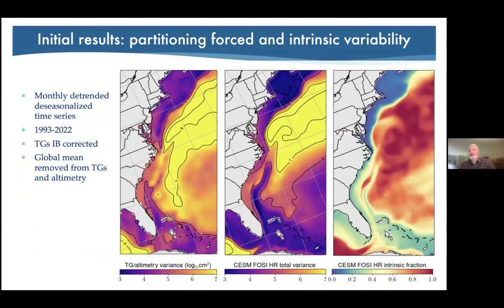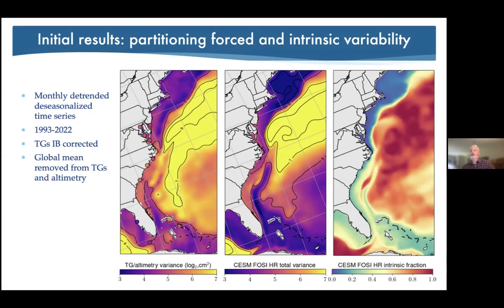Okay, so this is just a quick teaser of those results. What I'm doing here is comparing tide gauge and altimetry variance in observations in the leftmost panel, and in the high resolution model in the middle panel. And what you can see is that there's really good agreement in the monthly detrended, deseasonalized time series from the observations and the high resolution model, including things like the band along the southeast coast of enhanced variance.